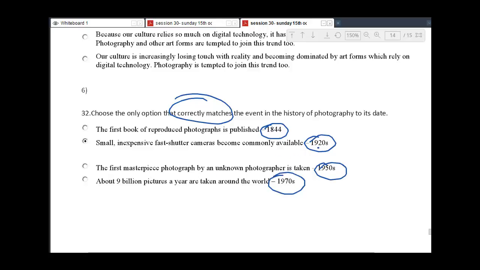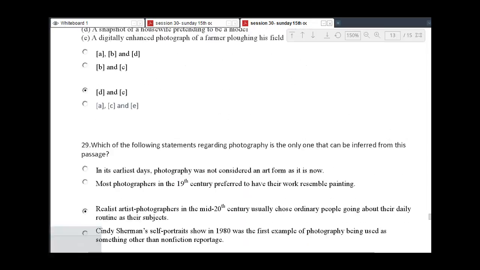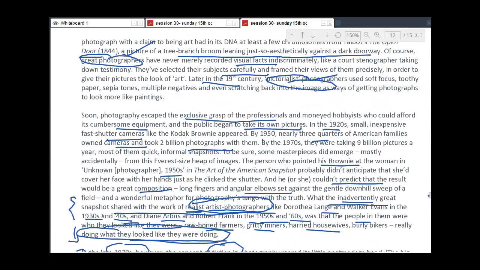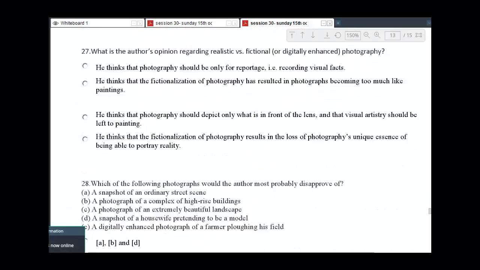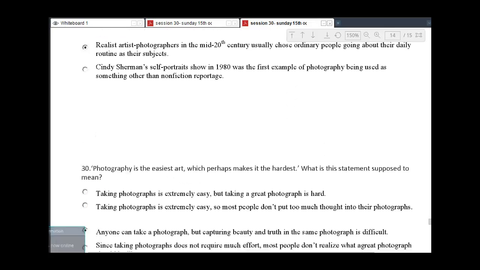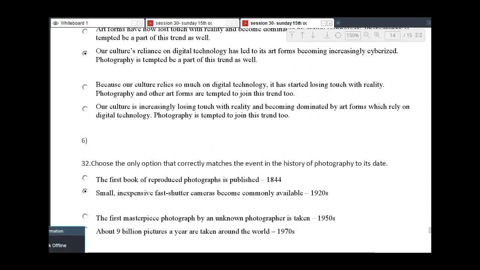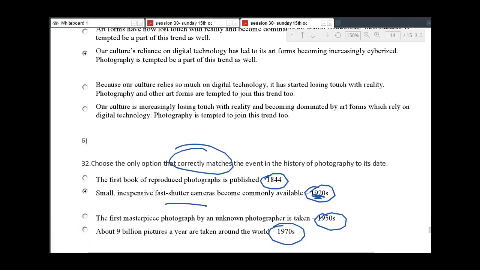And I saw the 1920s. I will show you where exactly I see the 1920s. Okay. The 1920s had come in the paragraph here, right? In the 1920s, small, inexpensive, fast shutter cameras like the Kodak appeared, right? Inexpensive cameras appeared, right? If I go back to the option, I see that the answer is given directly. Small, inexpensive, fast shutter cameras became available. Why commonly available? Because the author says that at the start of the 20th century, people started having their own cameras. So B is the best choice.